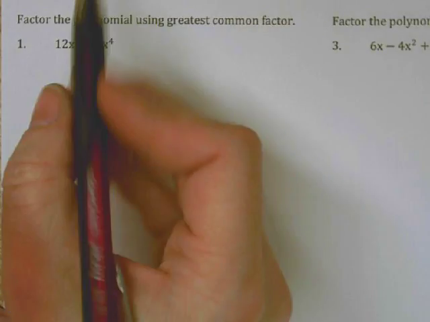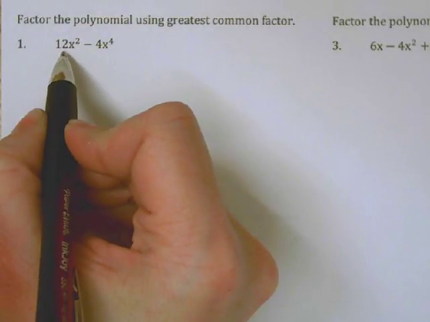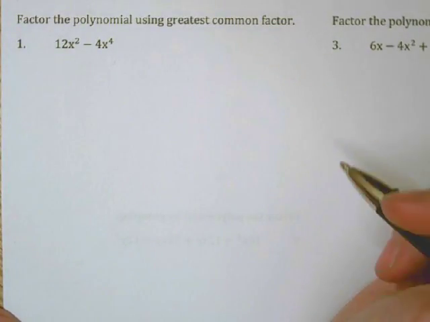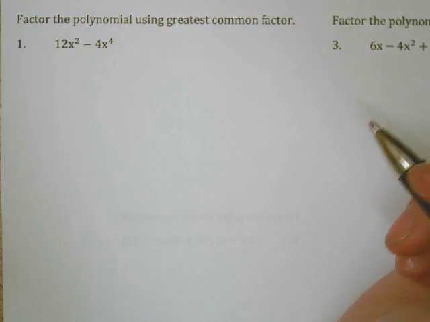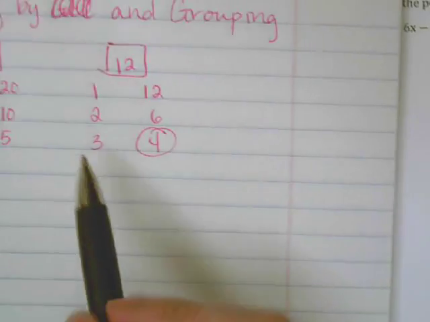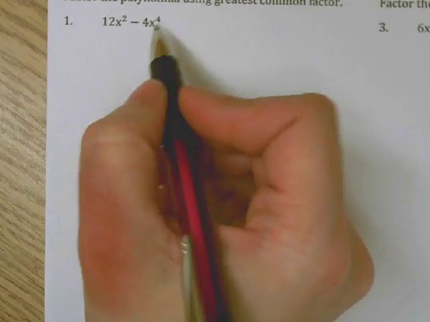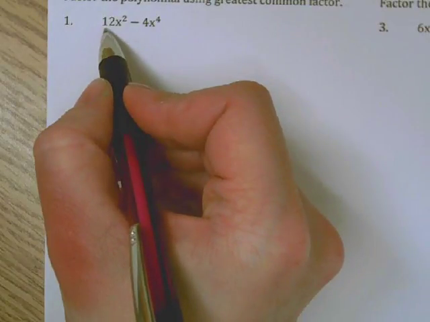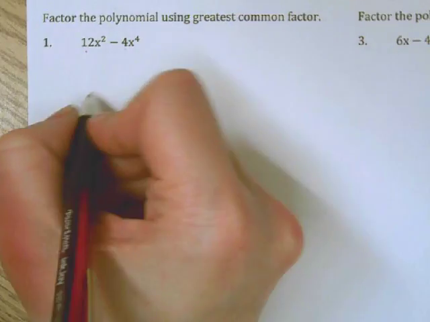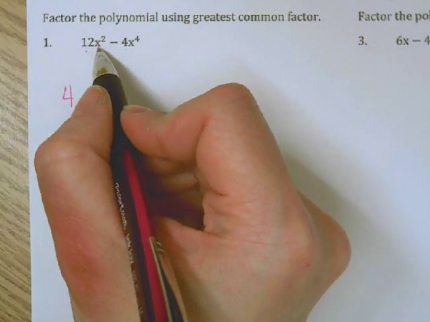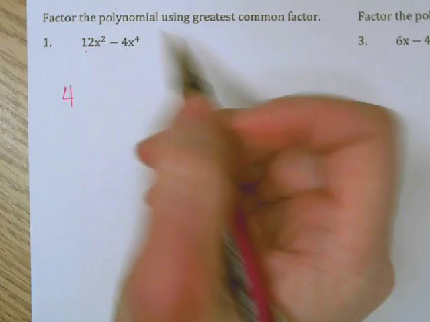So the first thing I need to do is figure out the greatest common factor between 12 and 4. I factored 12, and if I look at my list there, 4 was one of the factors. So my greatest common factor between these two is taking that 4 and putting it out. Also looking at my x's, I have x squared and I have x to the 4th.